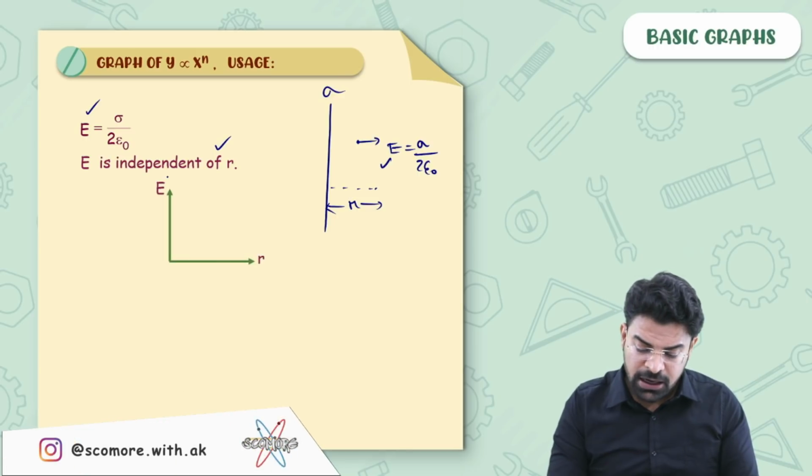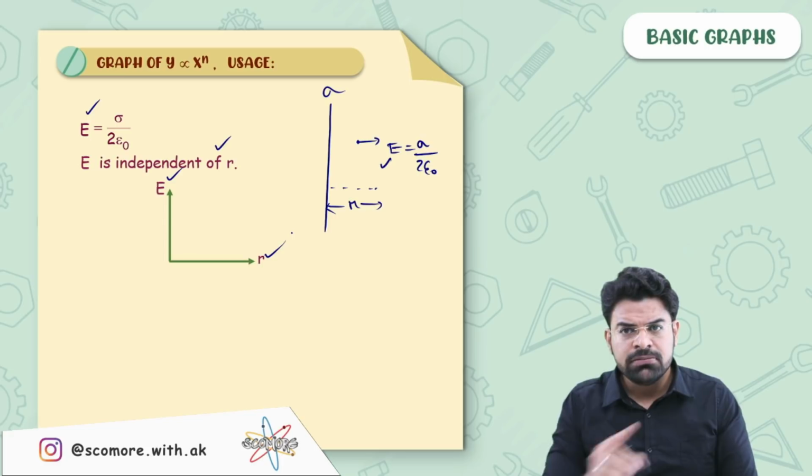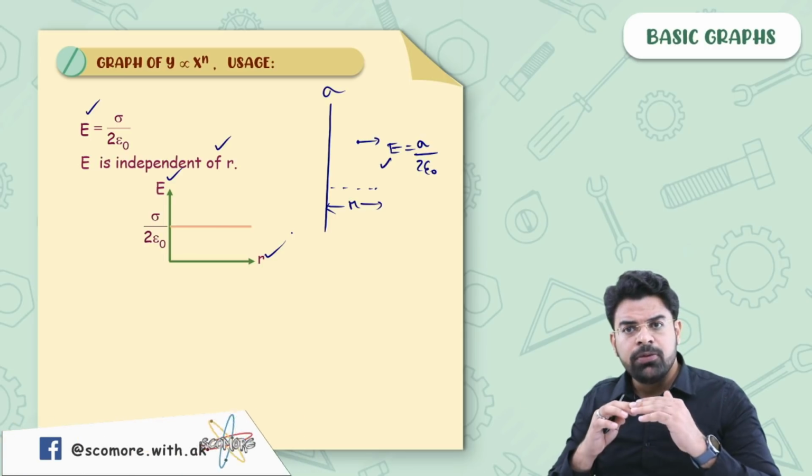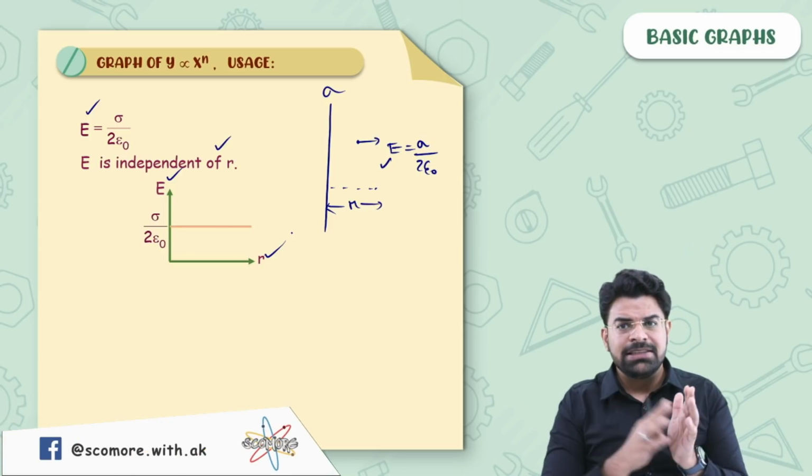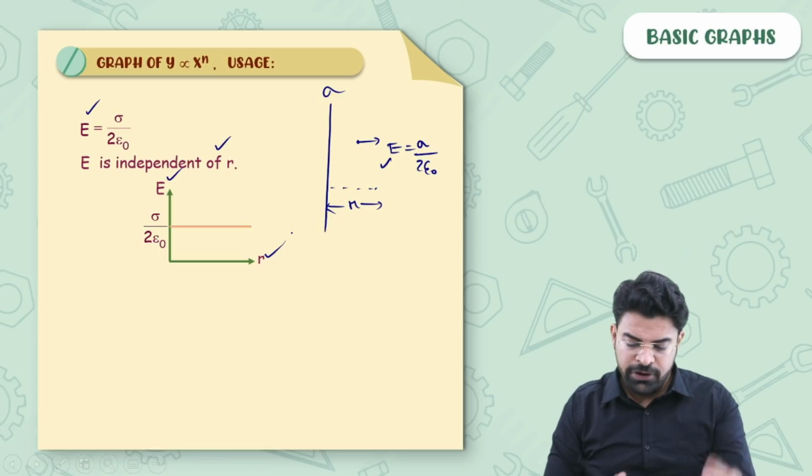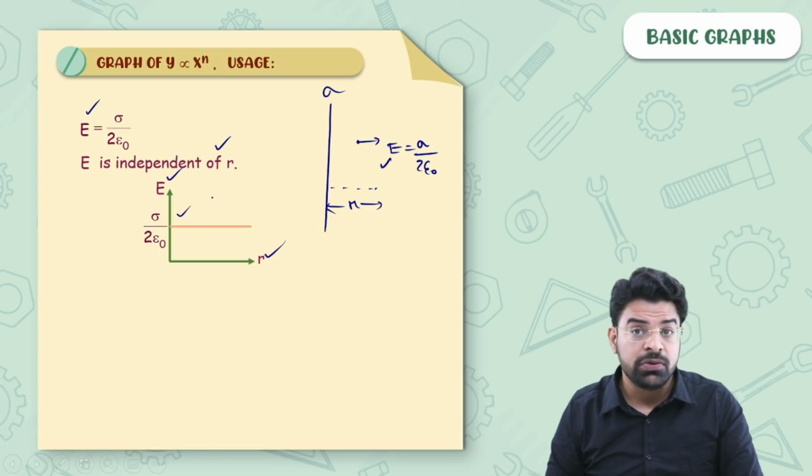So if we draw the graph of E versus R, what we will get? A straight line, because whether you keep on increasing the separation or keep on decreasing it, the strength of electric field remains the same. So you get a straight line graph.